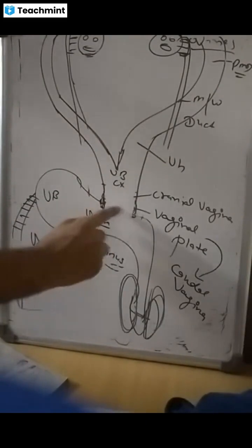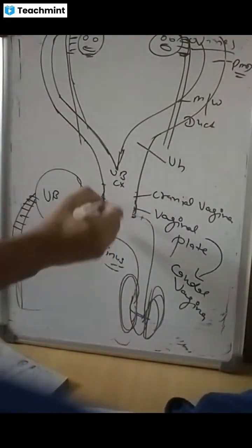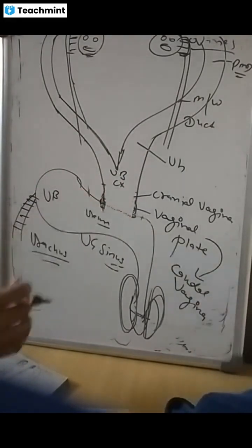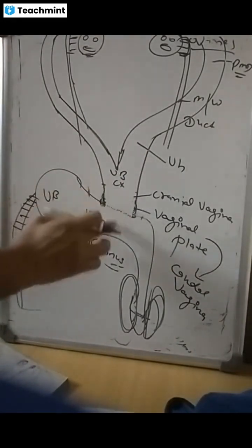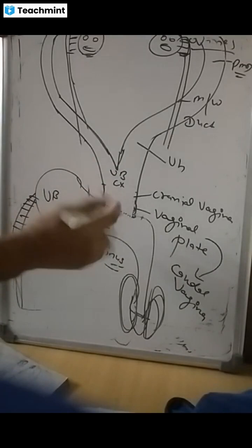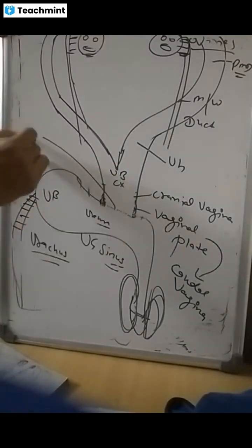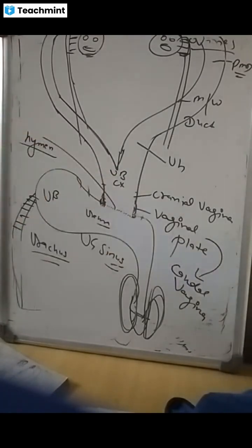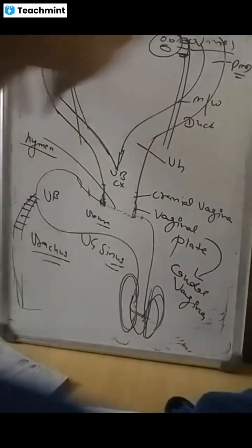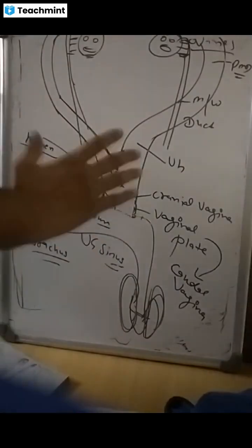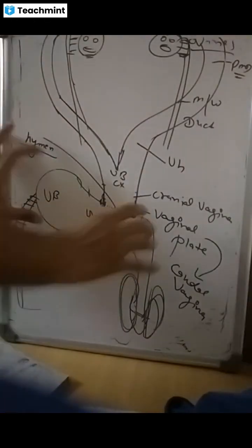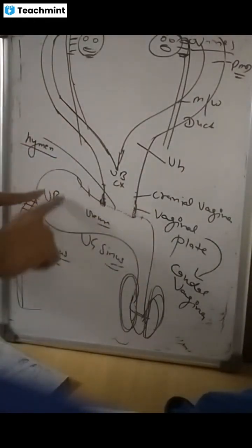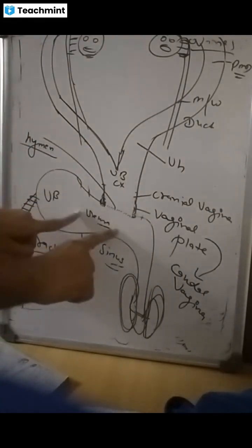It opens, and this septum which separates the vagina from the urogenital sinus is called the hymen. So in case of female, the urogenital sinus will form the urinary bladder and urethra.